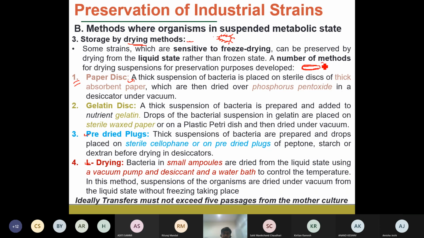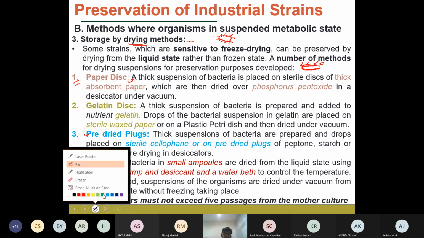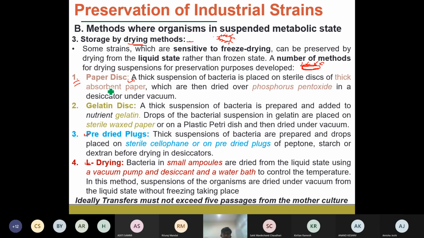We know that whenever bacteria is placed onto a paper, and specifically onto an absorbent paper, what will happen?